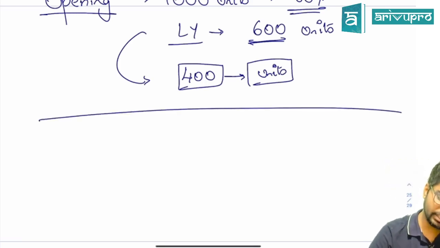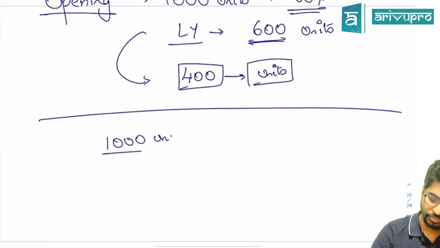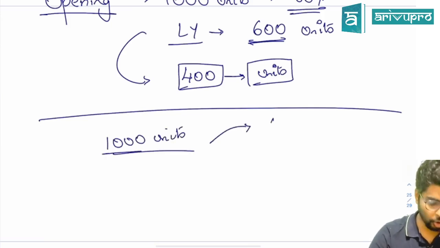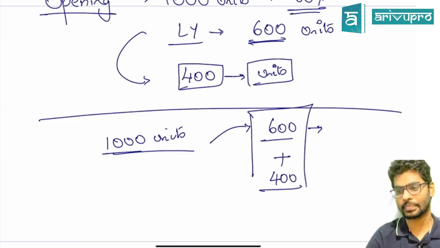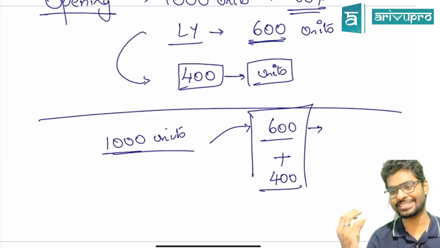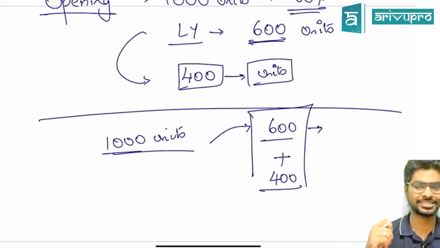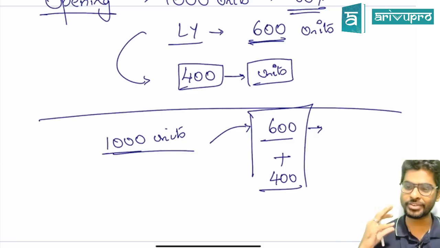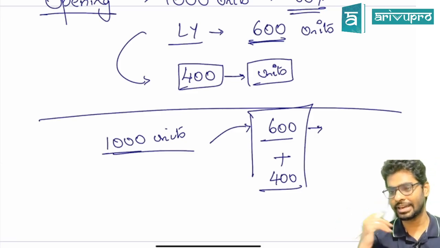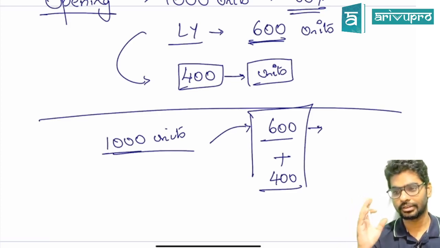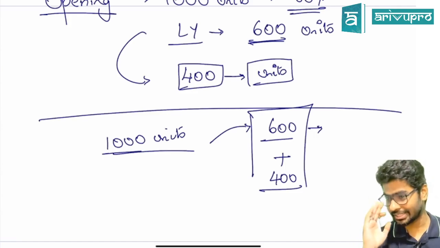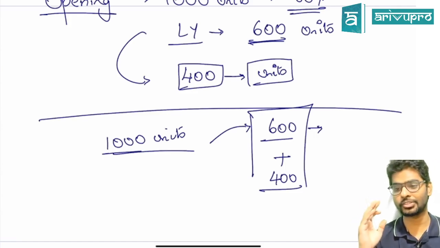If I want to find the cost of this 1000 units, can I say I am going to be taking the cost incurred last year plus the cost incurred this year? Because it's not just completed in this year, right? It was completed some portion in the last year, some portion in the current year. Did you understand? Because this is the major difference between a FIFO and a weighted average.